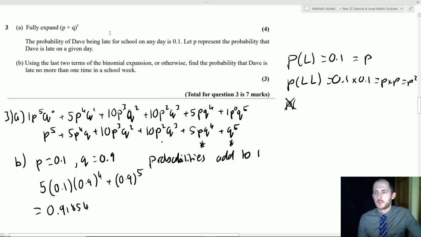Cool. So that's 7 marks. We did that very quickly, even though I was explaining it to you. And it really wasn't that bad. It's just they try and trip you up using the second part.